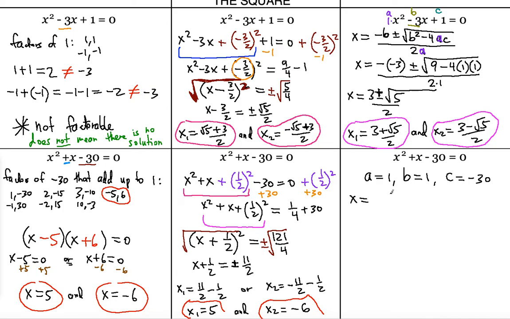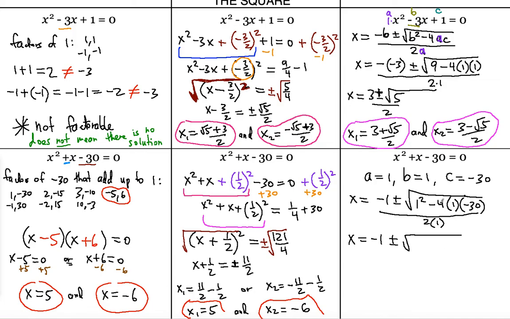So x is equal to minus b, so minus 1 plus minus the square root of b squared, so that's 1 squared, minus 4 times 1 times negative 30, divided by twice the value of 1. So that's equal to minus 1 plus minus... Now what do we have here? Negative 30 times negative 4 is the same thing as 30 times 4. That's 120. 120 plus 1 is 121, divided by 2. So x is equal to minus 1 plus minus radical 121, which is 11, divided by 2. Okay? So as a result, you see it's the same thing.